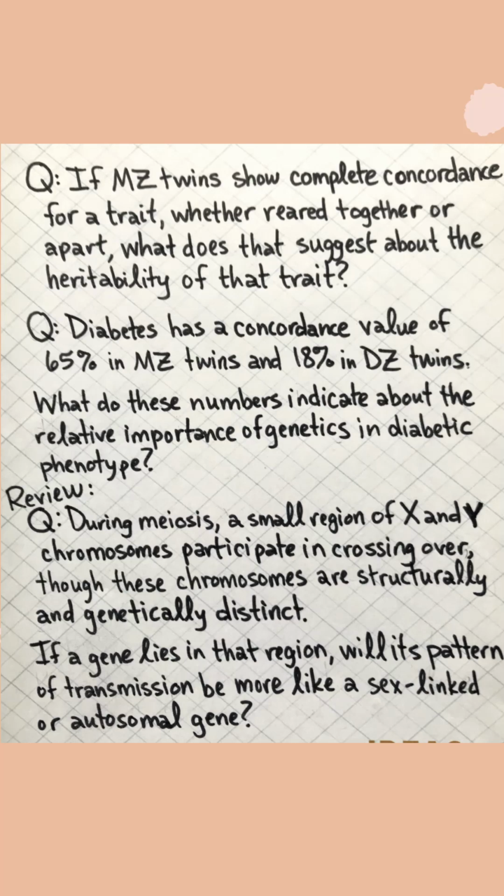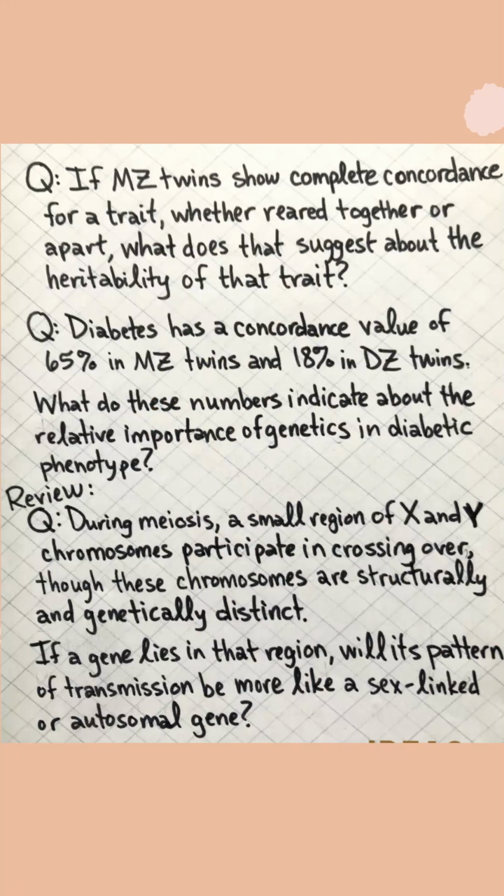Very interesting. This last question brings back the ideas of patterns of inheritance, which we talked about earlier. During meiosis, a small region of X and Y chromosomes participate in crossing over, though these chromosomes are structurally and genetically distinct. If a gene lies in that region, will its pattern of transmission be more like a sex-linked or autosomal gene? Because these genes lie on a small region that does participate in crossing over, it's going to behave more like an autosomal trait.